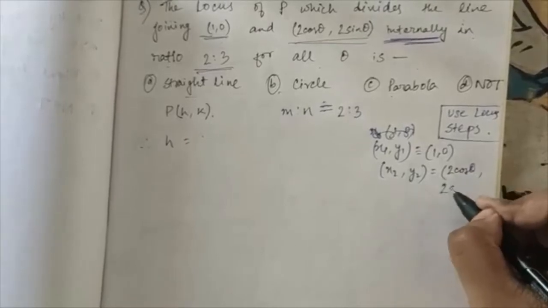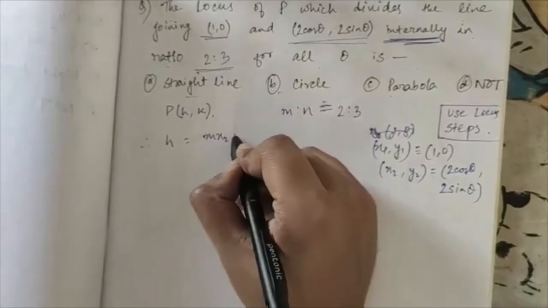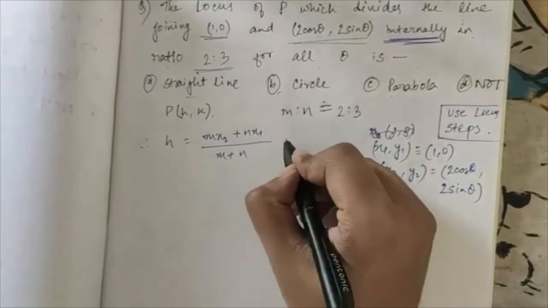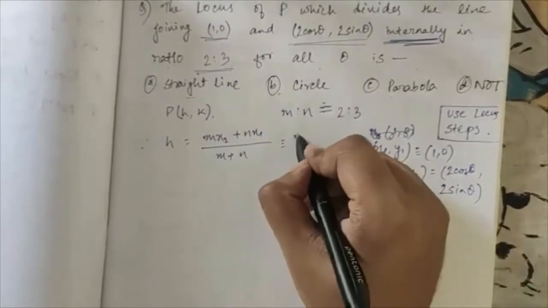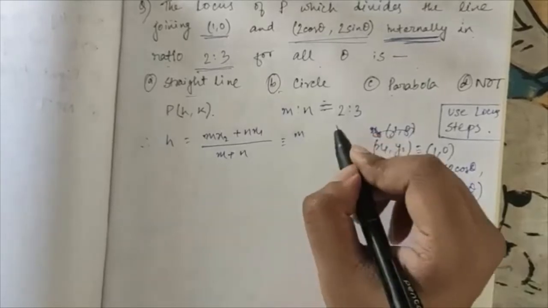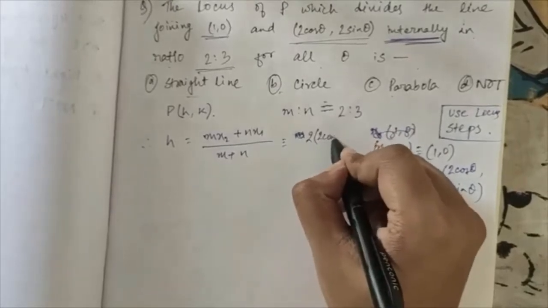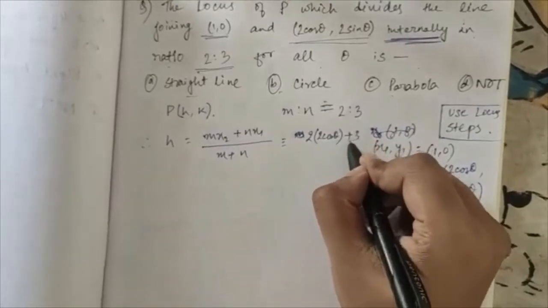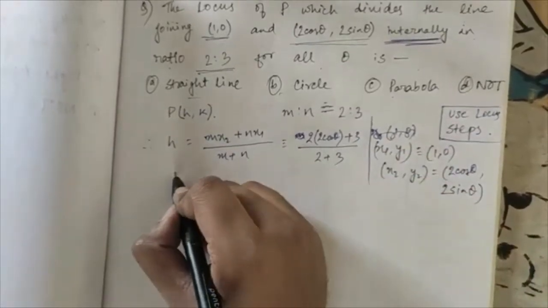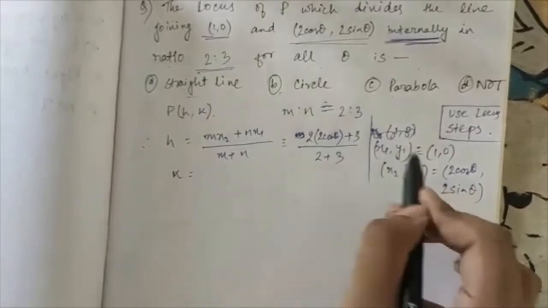Okay, so these are the points which divide the line joining A and B, (x2, y2) and (x1, y1), internally. So we have to get the locus of the point which is dividing this line segment internally in the ratio 2:3. So now let's take h as (mx2 + nx1)/(m + n). Now putting the relevant values, we are getting this form, and similarly for k, (my2 + ny1)/(m + n).